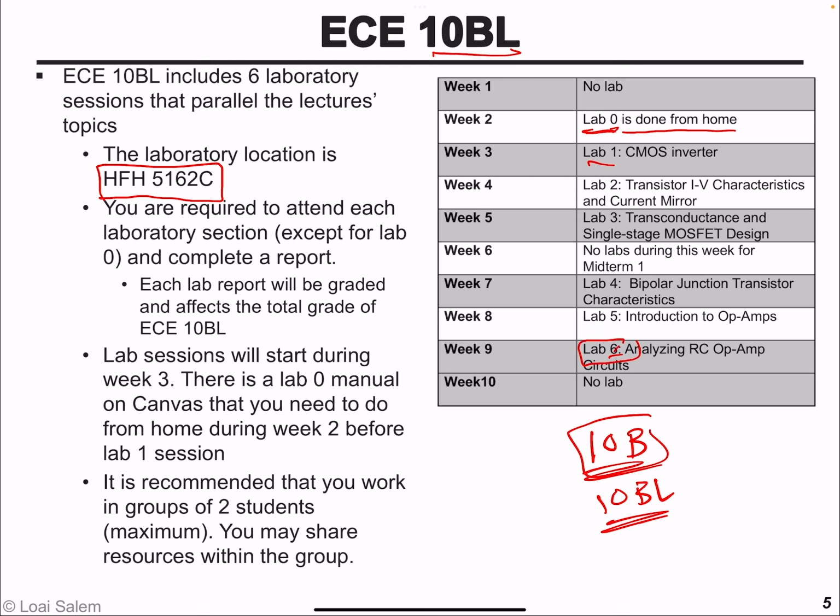You will have a lab manual. The TA is going to direct you and give you some background, and then you need to perform experiments, collect data, and submit a report, and that's what will define the grade for 10BL. It's just the reports that you submit to Gradescope for the lab. You need to attend the lab because you need to collect the data. However, you can work in groups of 2 students, not more, and you can share components.